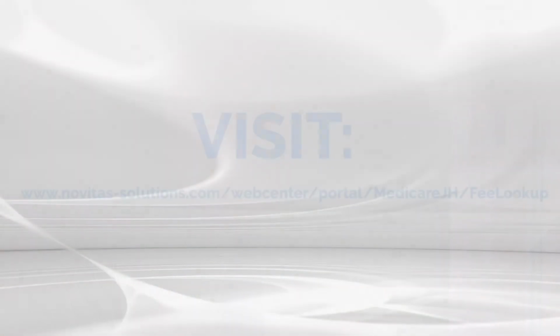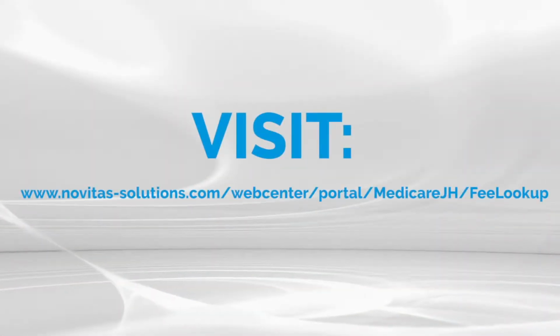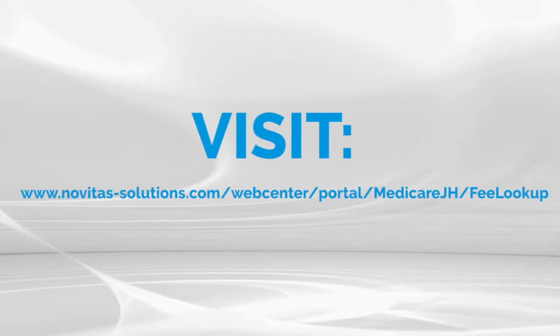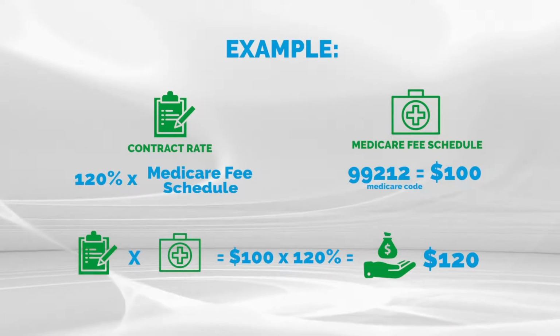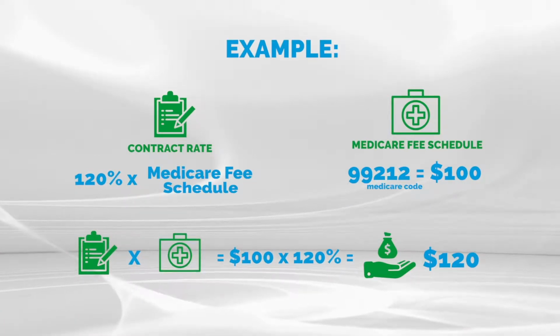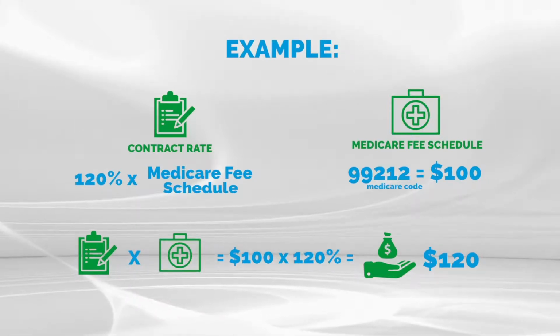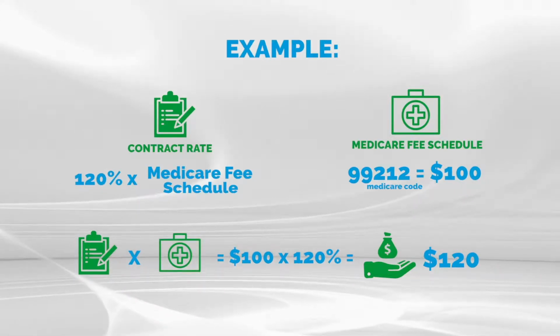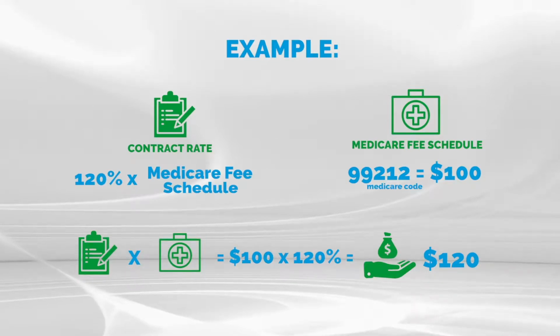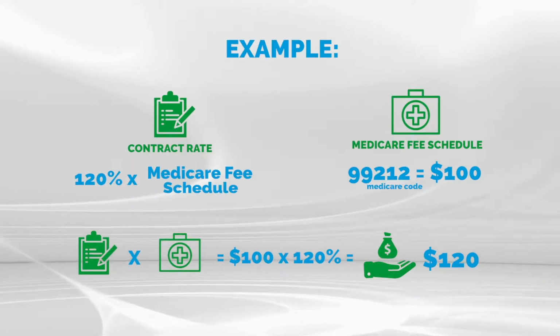So let's say your contract is based on the 2014 Medicare Fee Schedule. That's something you can look up. It's online. You can get it for free. No problem. If your contract is, again, just making up numbers, let's say your contract is 120% of Medicare. The Medicare Fee Schedule says the code is worth $100. If the contract is 120% of Medicare, then, of course, they're going to pay you $120 for that service.